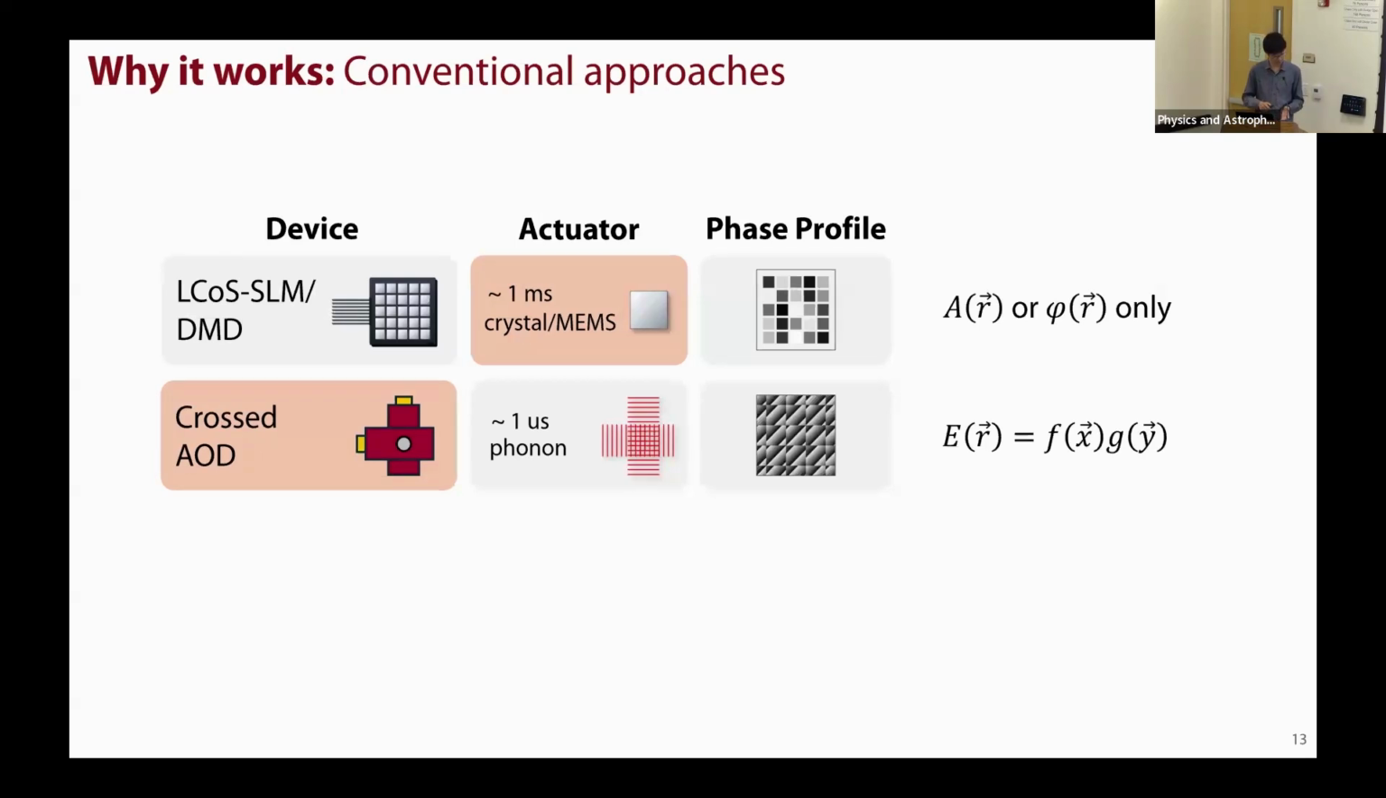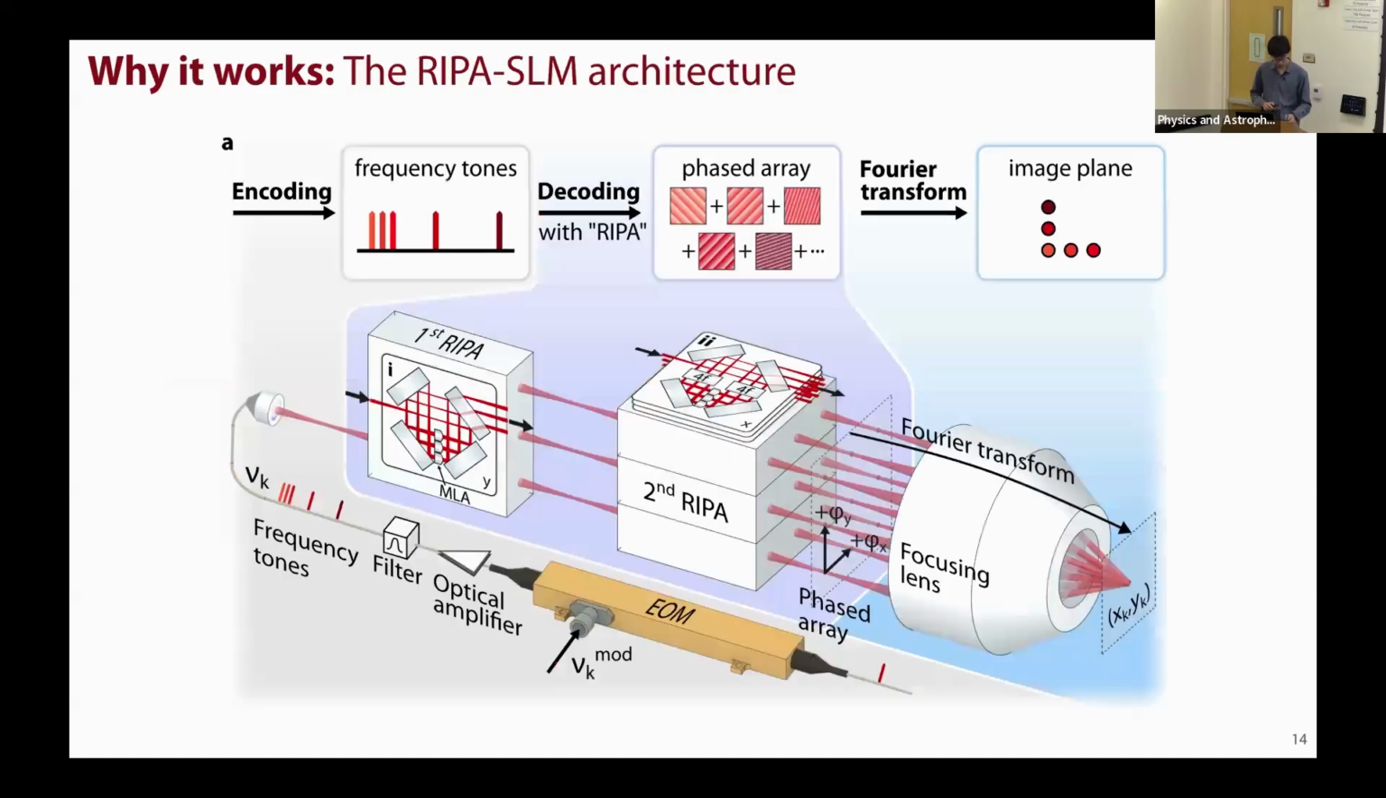Therefore, the output has this outer product grid structure. The RIPA-SLM is conceptually different. Here, the addressing pattern is encoded in the frequency domain. The optical propagation in round trips engineers the required wavefronts and decodes these frequency tones into phased arrays, which are superimposed in different frequency channels without crosstalk.